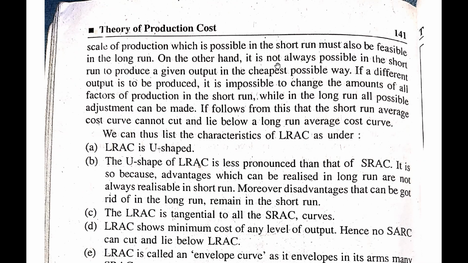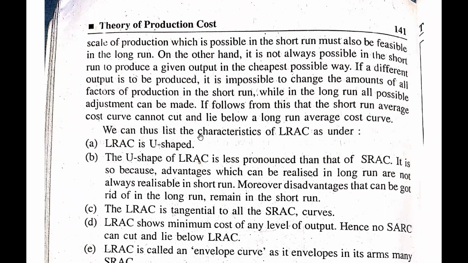On the other hand, it is not always possible in the short run to produce a given output in the cheapest possible way. If a different output is to be produced, it is not possible to change the amount of all the factors of production in the short run, while in the long run all possible adjustments can be made. It follows from that the short run average cost curve can cut and lie below the long run average cost curve. So we can thus list the characteristics of long run average cost as under.